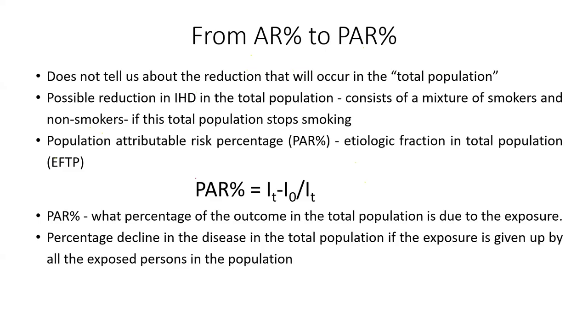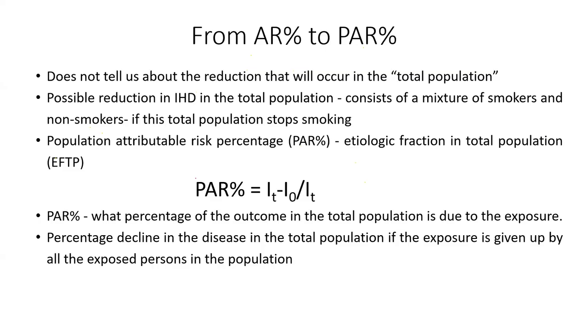And population attributable risk is equal to the incidence of the disease in the total population minus the incidence of the disease in the unexposed, divided by the incidence of the disease in the total population. What does this mean? This means that out of the disease in the total population, that is your denominator, incidence in the total population, what percentage of the disease is attributable to the exposure.